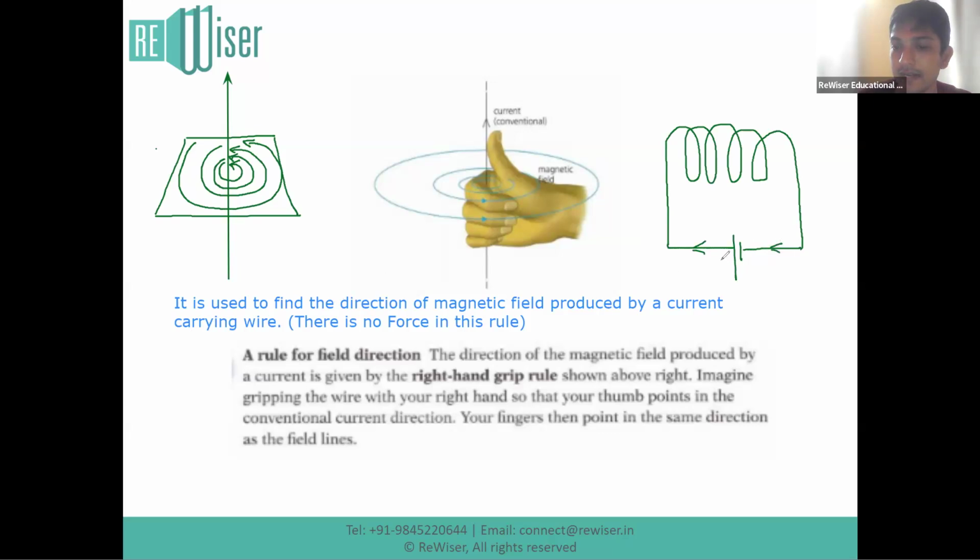Current conventional flow is obviously positive to negative. I've explained this. Let's say current goes like this. This is the front part of the wire. I'll highlight the front part in red. The front part of the wire is this. The back part of the wire, I'll highlight in green like this. So the front part is red. The back part is green.